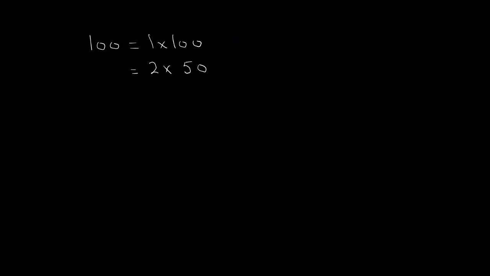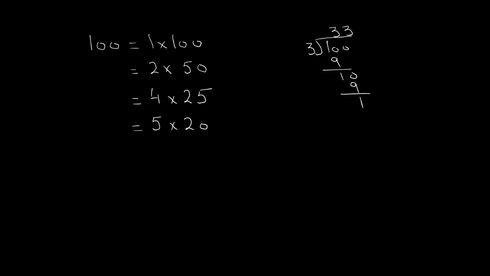If you divide 100 by 3, I'm going to do this quickly in front of you. 3 threes are 9, so 1 remains, so it does not divide. 3 doesn't work. 4 twenty-fives are 100. 5 does divide 100, sorry, I have to go to 5. 5 twenties are 100. 6 does not divide 100.